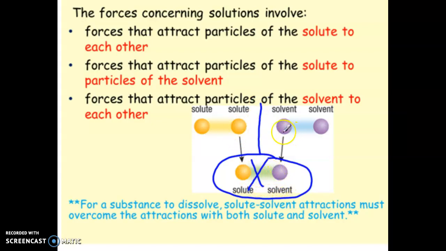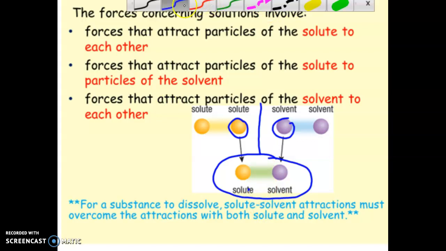But if you have similar properties, so if one is polar and the other is polar as well, you will have an interaction. So it really depends on the particles interacting with one another. There has to be a force of attraction, or else you're not going to have them come together. They're just going to stay separated.